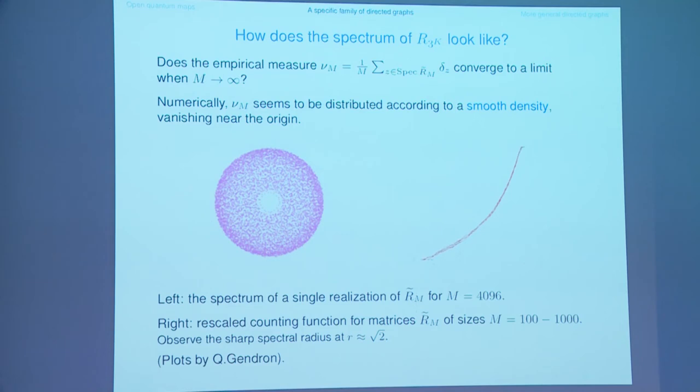We did some numerics some time ago, and this is what you see. For one instance of such a random matrix, I think for M equal to 4,000 or something like this, there seems to be a rather regular distribution of the eigenvalues. There seems to be a hole here, which is a bit strange, and they are contained inside some disk.